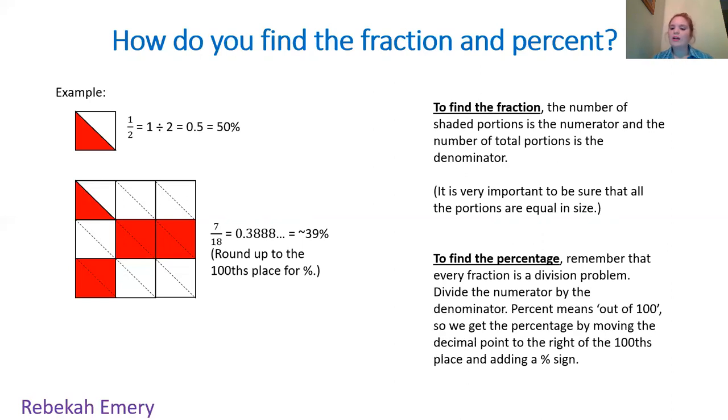So in order to find the fraction, the number of shaded portions is the numerator and the number of total portions is the denominator. It is very important to be sure that all portions are equal in size. To find the percentage, remember that every fraction is a division problem. Divide the numerator by the denominator. Percent means out of 100. So we get the percentage by moving the decimal point to the right of the hundredths place and adding a percent sign.